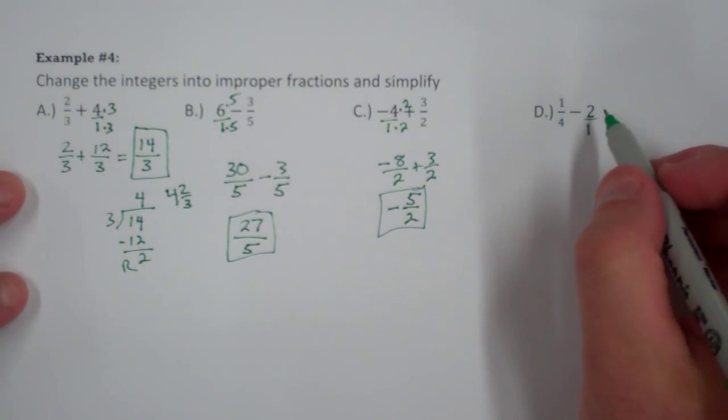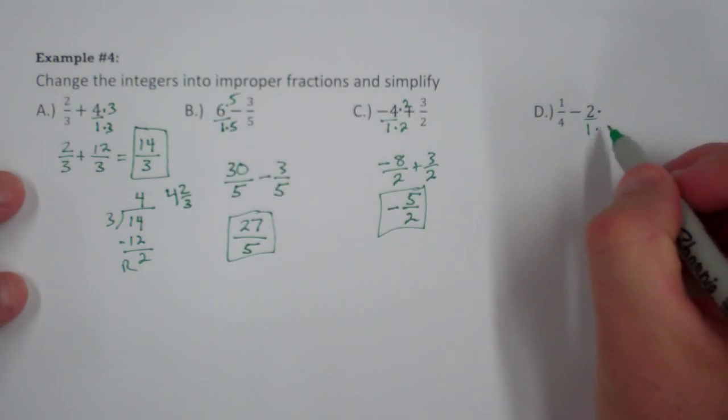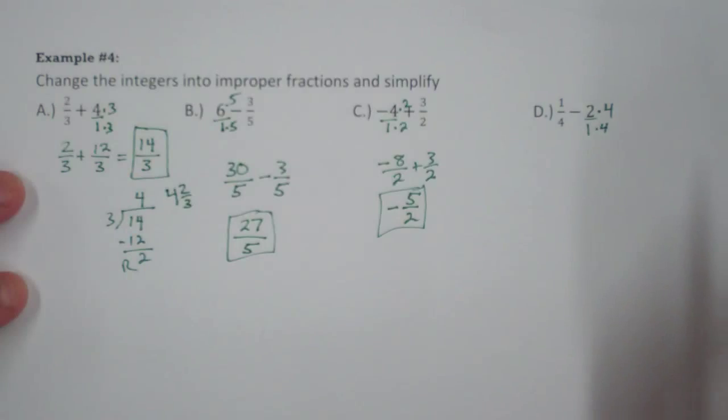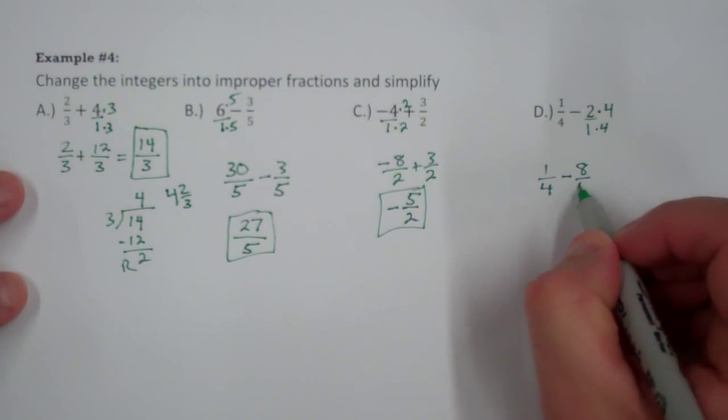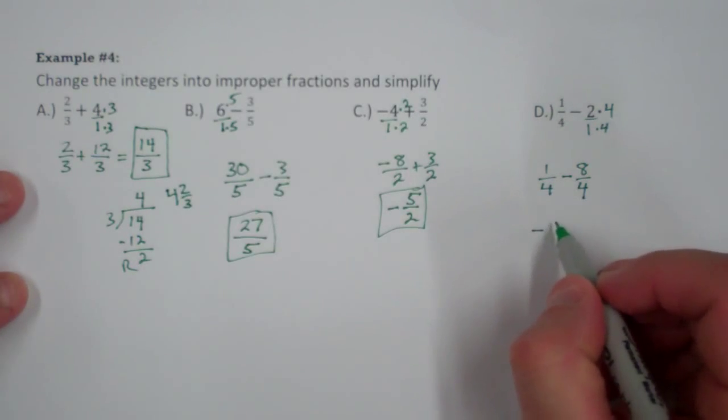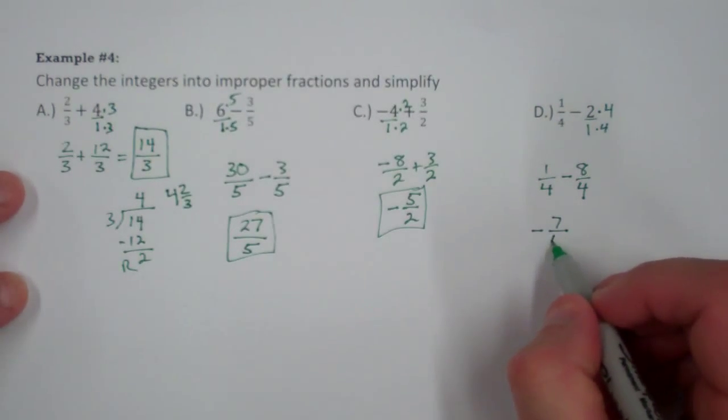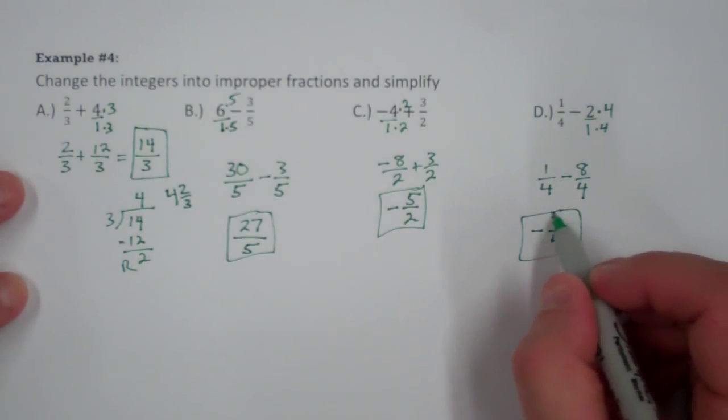Last one for this example, part D. So we need to multiply the top and the bottom of this fraction by 4. 1 over 4 minus 8 over 4. 1 minus 8 is negative 7. And we'll keep that denominator of 4.